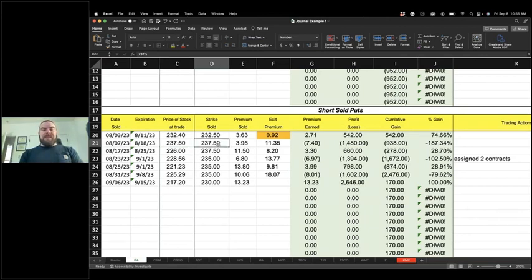But what they did is stay at the exact same strike. They stayed at the 237.50. When they bought this one back, there was a loss. They sold it for 395. They had to buy back for 1135. So a pretty substantial loss, 740. But that loss was never realized.